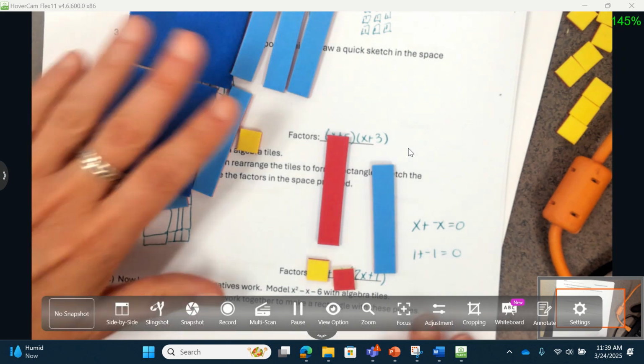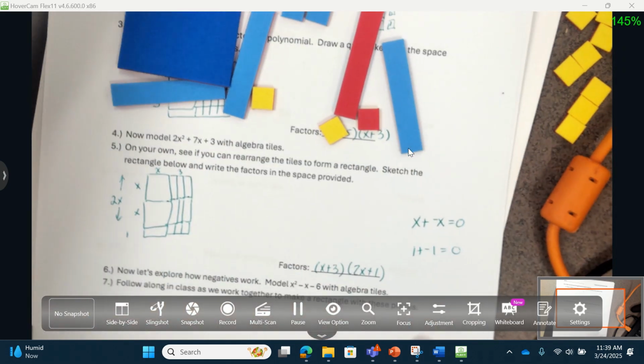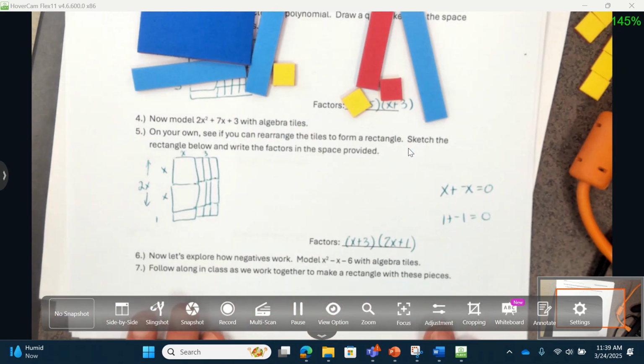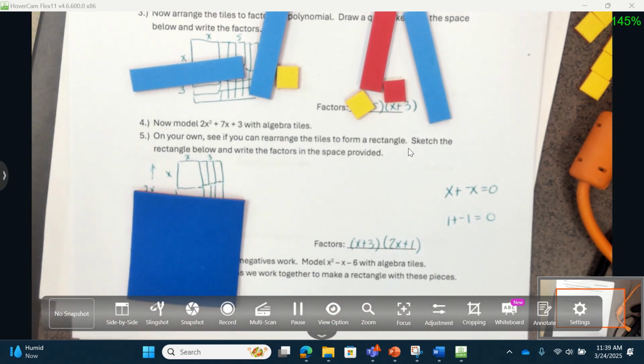So we're going to go ahead and model x squared minus x minus 6. I'm getting down to the bottom of the sheet there. I can move my camera to the bottom of the sheet here, since it's getting hard for space. So for x squared, we'll have the blue x.